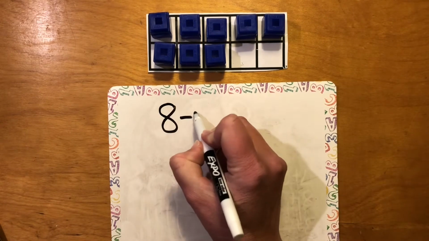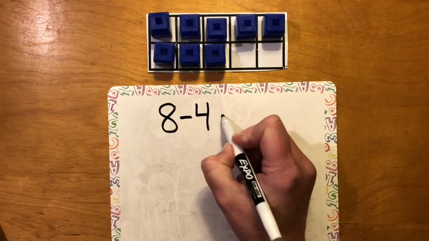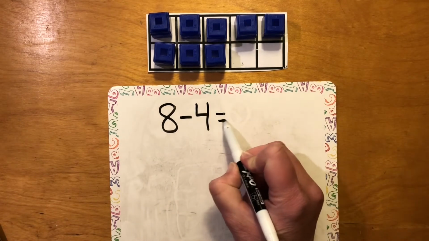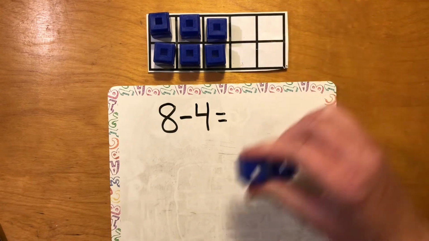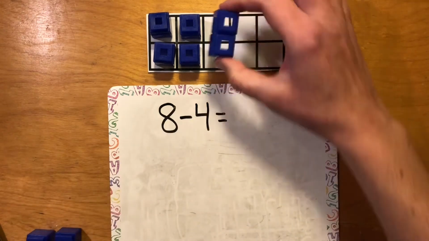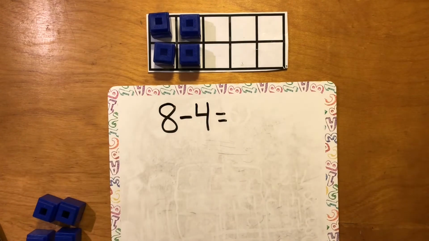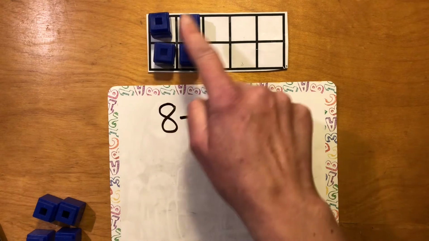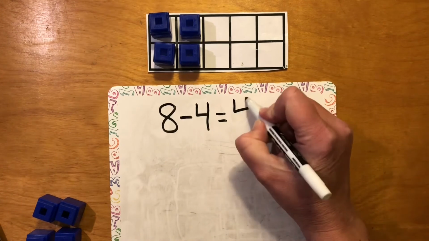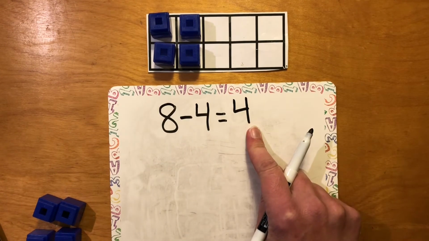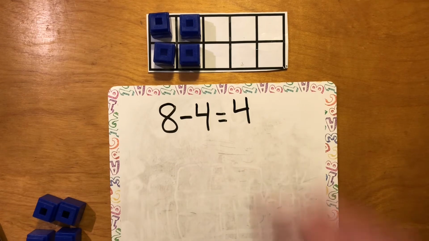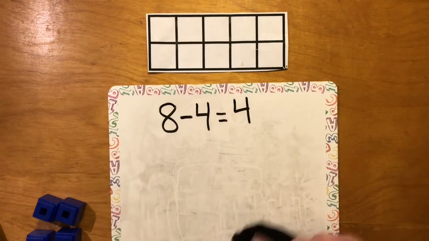Now I want you to take away 4. We're going to see what we get. What is left when you take away 4? What's the difference? 1, 2, 3, 4. 8, take away 4, equals 4. Okay, I'm going to erase it and you build 10.